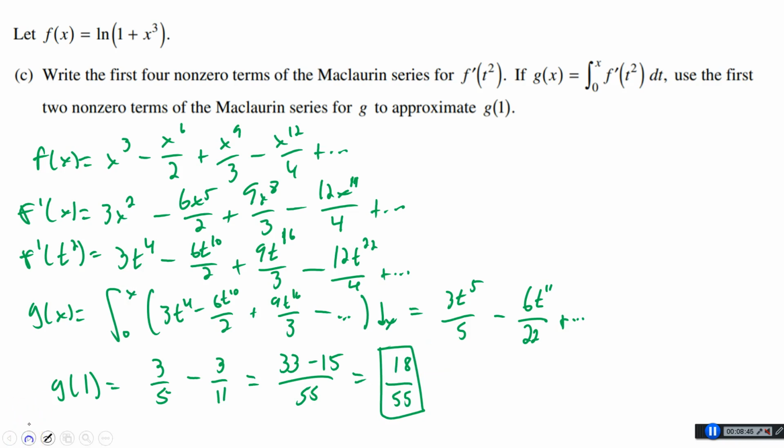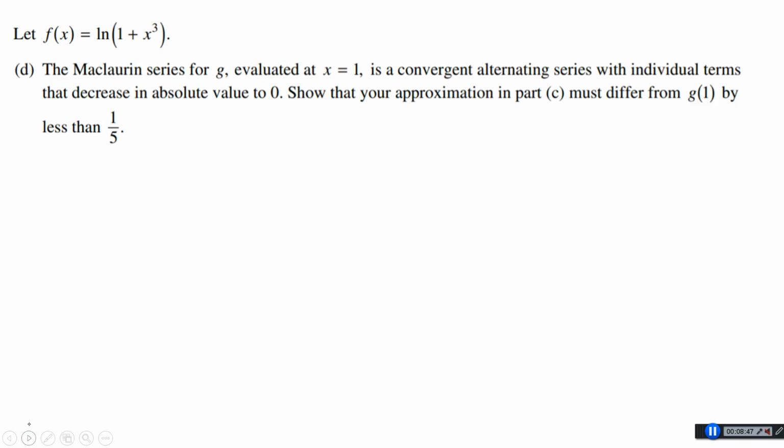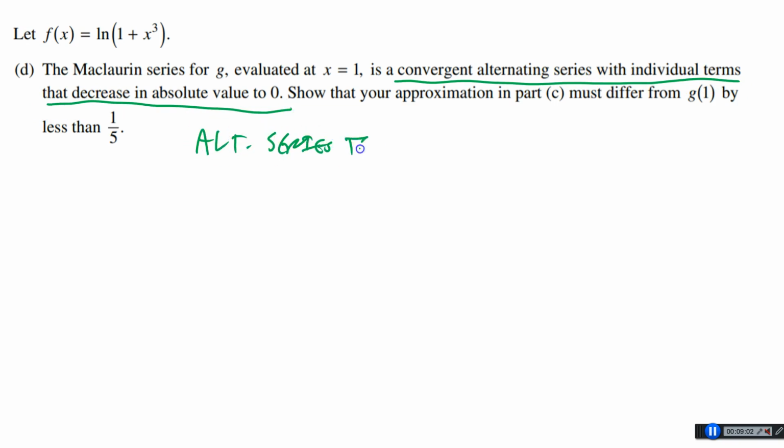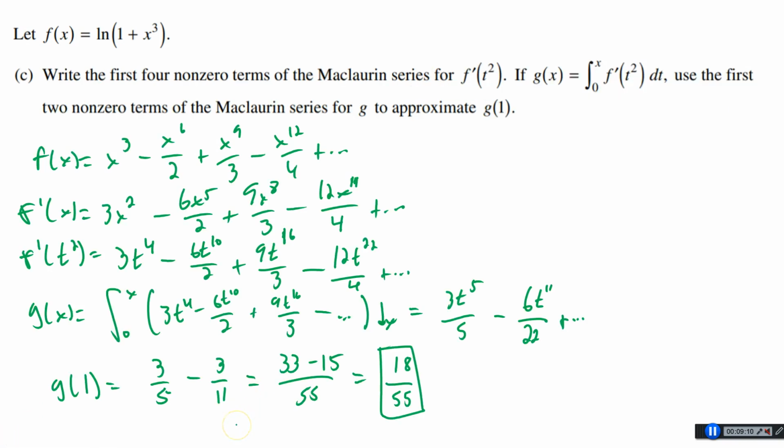Now the last one they're going to ask us about error, I'm pretty sure. So the Maclaurin series for g evaluated at x equals 1 is a convergent alternating series with individual terms that decrease in absolute value to 0. Those are all of the conditions that you need to use the alternating series test. So they give them to you. So that your approximation to part C must differ from g of 1 by less than 1/5. Remember, alternating series test just tells us that the next term is going to be the error bound.